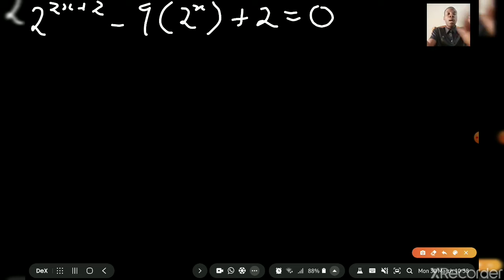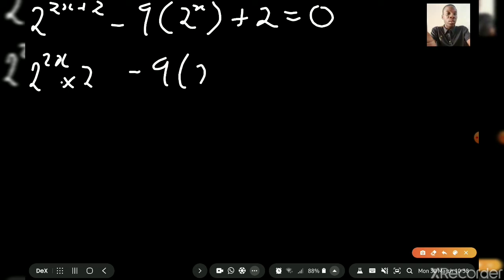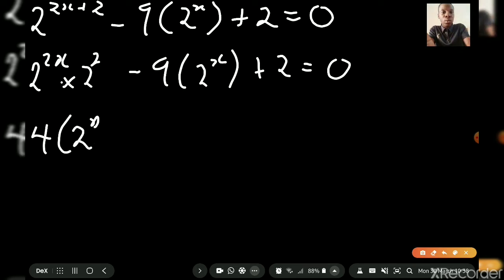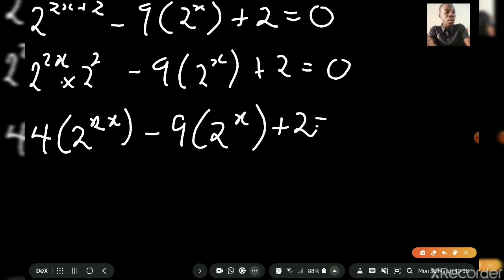According to our laws of indices, this one is the same as 2 raised to the power 2x times 2 raised to the power 2. This will give us 4(2 raised to the power 2x) minus 9(2 raised to the power x plus 2) is equal to 0.